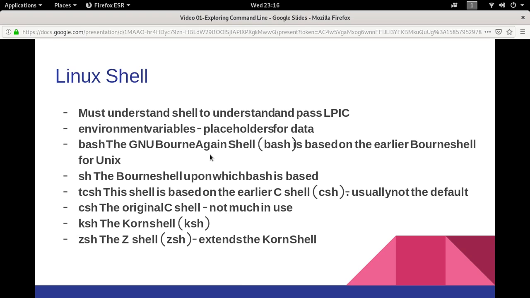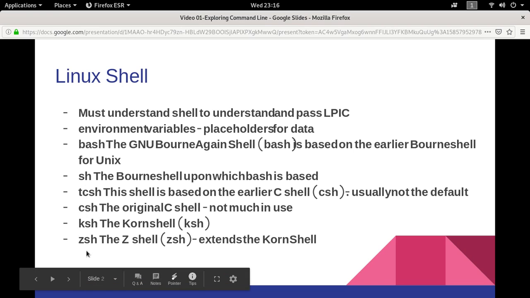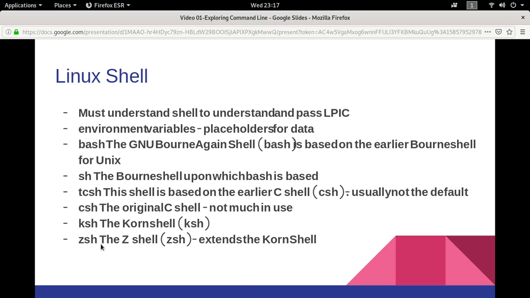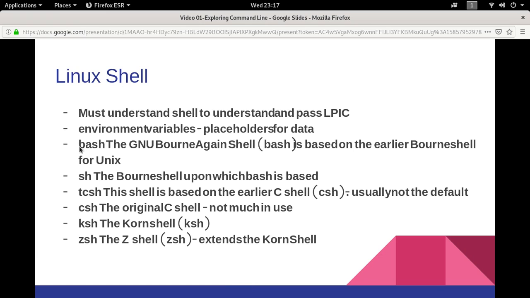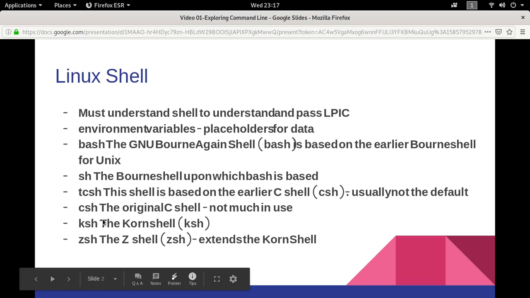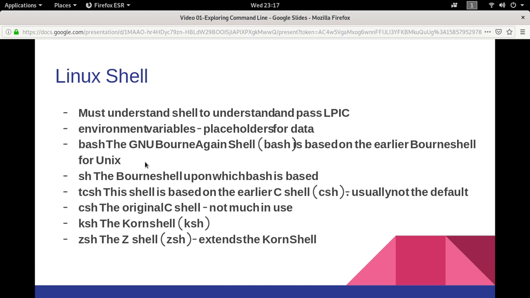It's called the GNU Bourne Again shell, and it is the most popular one. There are other types of shell: SH, TCSH, CSH, KSH, and ZSH. You'll probably find some of the Unix versions of the distro, some odd distros, using these other shells. But for the most part, you will see bash is the most widely used shell at this time. CSH is the original C shell, KSH is the Korn shell, and ZSH is an extension or more powerful version of the KSH. To tell you the truth, I have always used bash, and I'll show you what I have in my Kali machine.